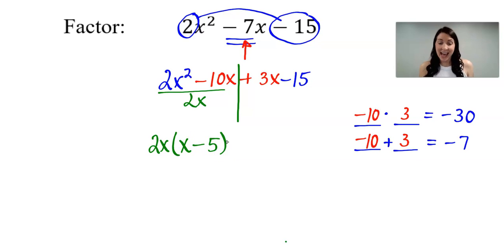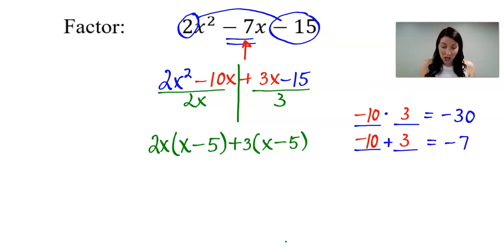Now let's look at the second half. Positive 3x minus 15. Think about what's the greatest common factor in that half, and I believe it's 3. So let's divide that side by 3 and factor out the positive 3 here. 3x divided by 3 gives me x, and negative 15 divided by 3 gives me a minus 5. And I want you to take note of something. Notice that I got x minus 5 in the front half and also x minus 5 in the back half. I know I've done it right if those two factors match up.